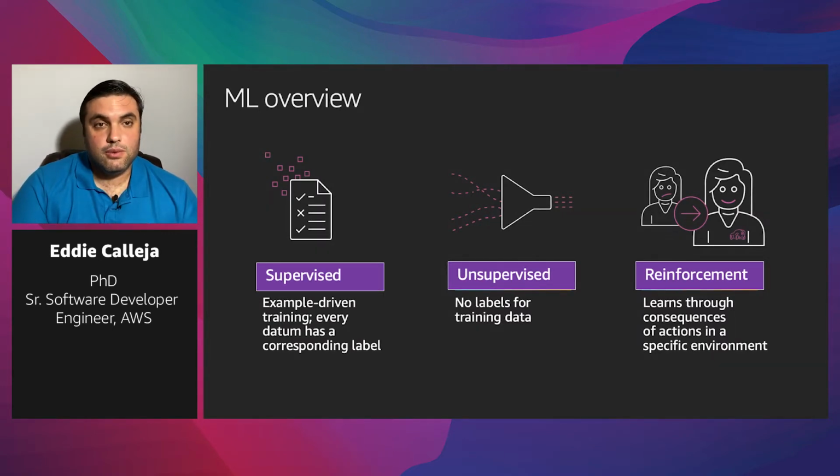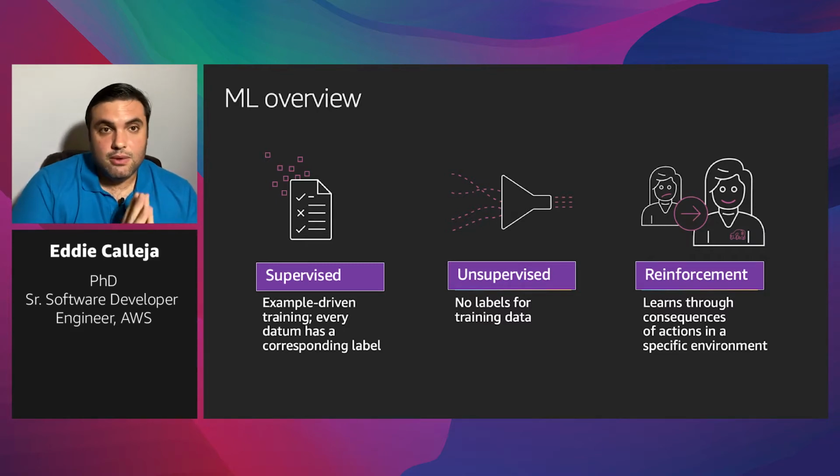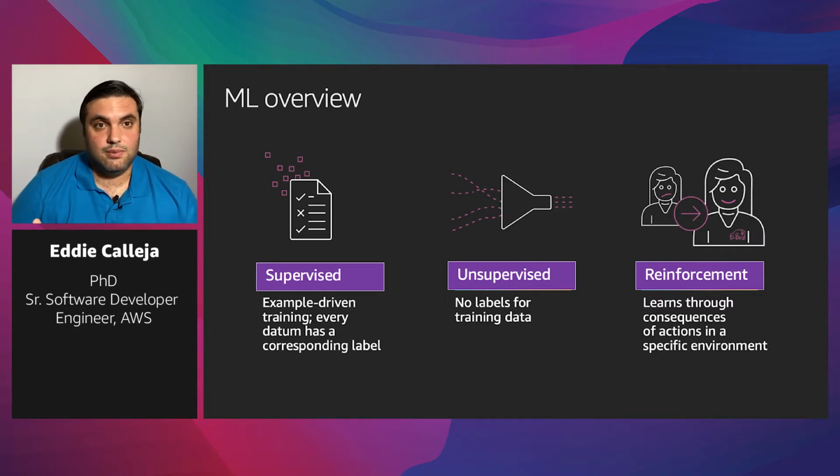Well, the first one, supervised learning, this is the one that most people are familiar with, and it's probably the one that you come in contact with the most. An example of a supervised learning model can be an object detector. So something that you give it a picture and it recognizes whether there's a cat or a dog in the picture. And facial recognition is another example of a supervised learning algorithm.